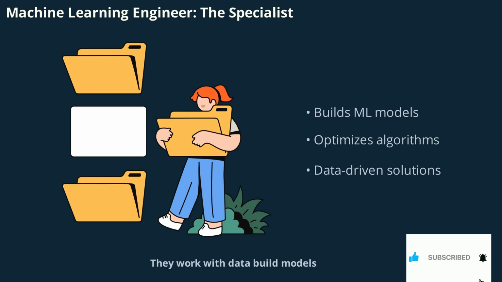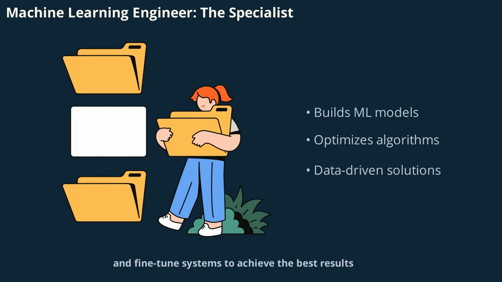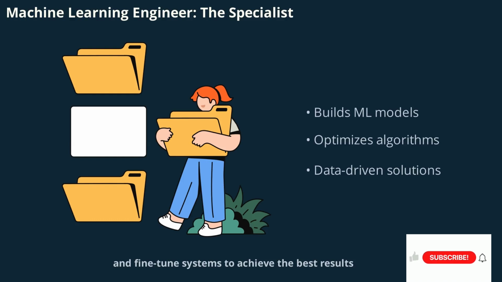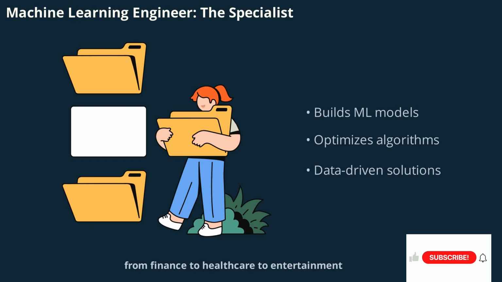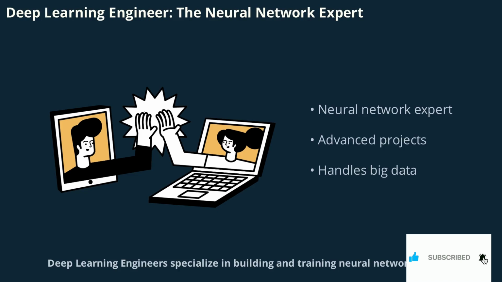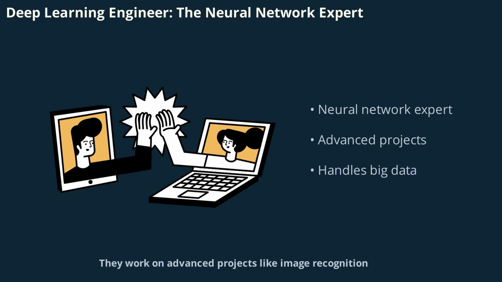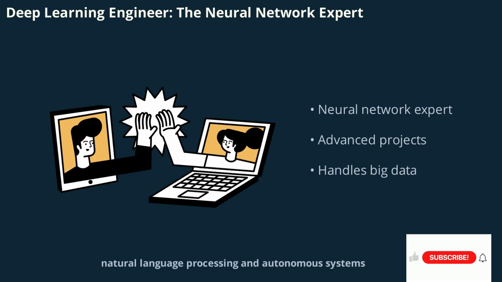Machine learning engineers focus on developing and optimizing ML algorithms. They work with data, build models, and fine-tune systems to achieve the best results. This role is ideal for those who enjoy working with data and solving complex problems. ML engineers are in high demand across industries, from finance to healthcare to entertainment. Deep learning engineers specialize in building and training neural networks. They work on advanced projects like image recognition, natural language processing, and autonomous systems.